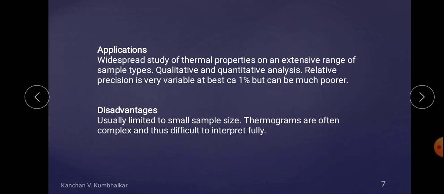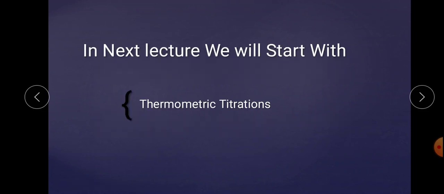We know that in NMR, if we are considering a multiplet, in that case we cannot identify the total number of signals. Like that, the thermogram of DSC is much more complex as compared to DTA and hence cannot be interpreted fully. So these are the two disadvantages: the first is that a small size sample is required, and the second is the complex thermogram which cannot be exactly interpreted. So this is all about the DSC.